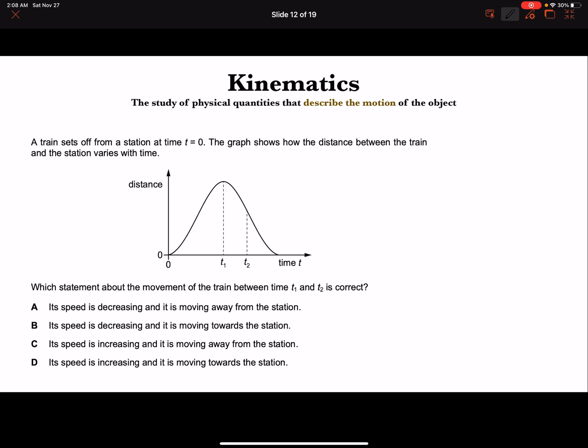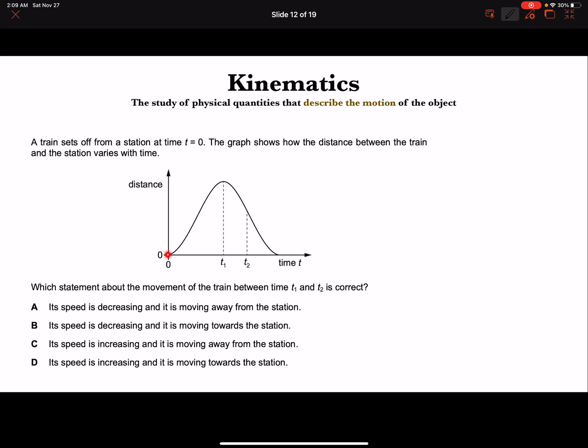A train sets off from a station at time t equals 0. The graph shows how the distance between the train and the station varies with time. Which statement about the movement of the train between time t1 and t2 is correct? Now, we know that the gradient of the distance time graph tells us what the speed is. It can tell us about the velocity, but usually we shouldn't be talking about velocities when we look at distance time graphs.